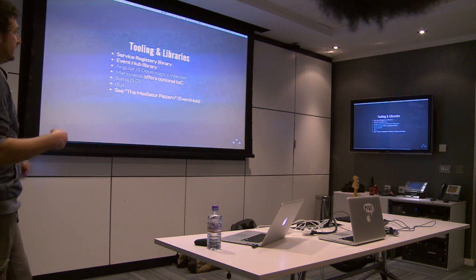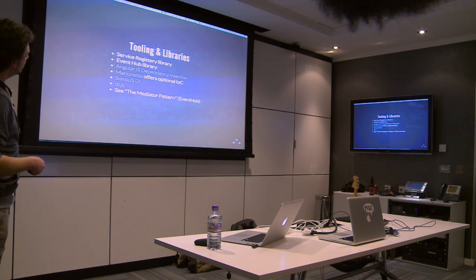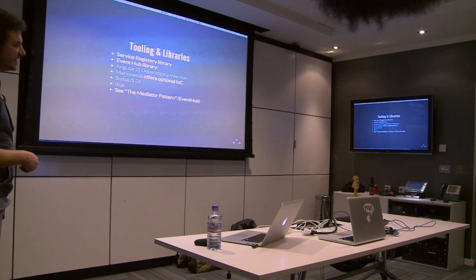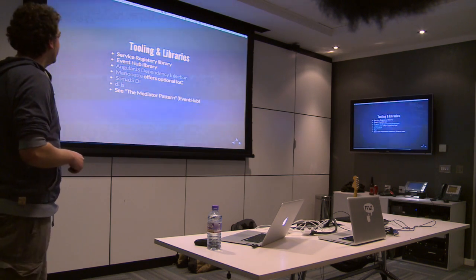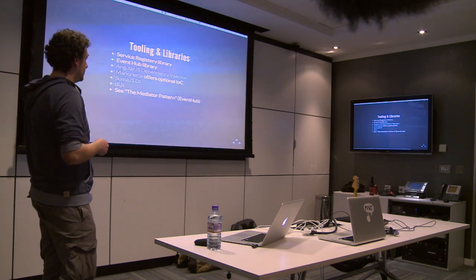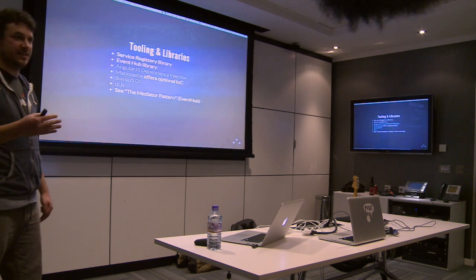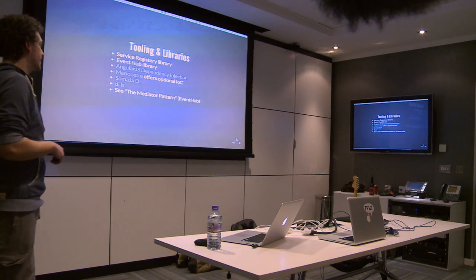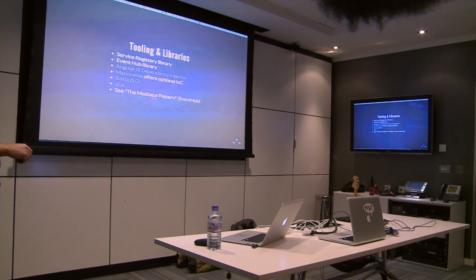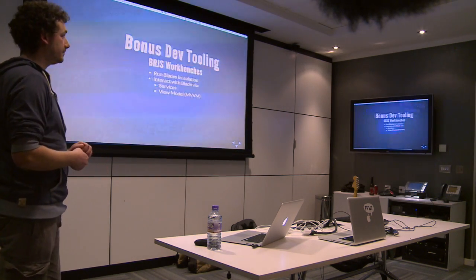So the tooling and the libraries that enable that for us are the service registry library. We've got an event hub library. AngularJS does have dependency injection. It's optional. Marionette on top of Backbone offers this inversion of control stuff. There's a bunch of other libraries. There'll be micro libraries that offer this that you can just add to existing functionality. And Addy Osmani talks about this as the mediator pattern, the event hub. So that's all worth looking at.